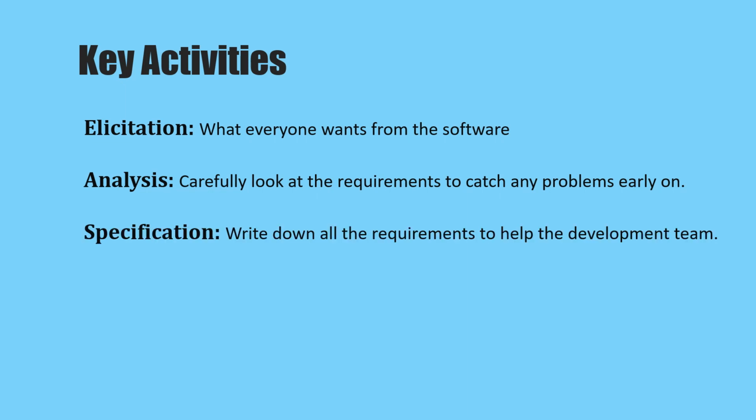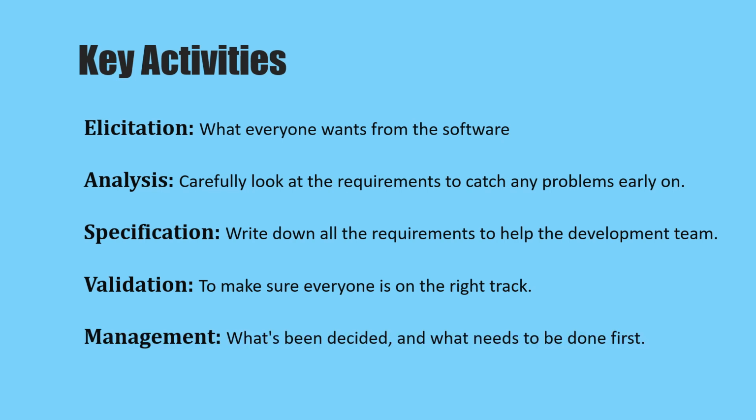Specification: we write down all the requirements clearly so everyone knows what we are aiming for. These documents help guide the development team. Validation: we double check that what we have written down matches what people actually want. We might show them a prototype or have a discussion to make sure we are on the right track. Management: this is about keeping track of any changes to the requirements over time. We need to make sure everyone knows what's been decided and we prioritize what needs to be done first.